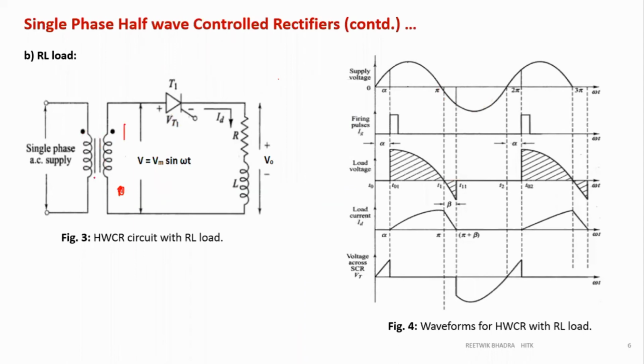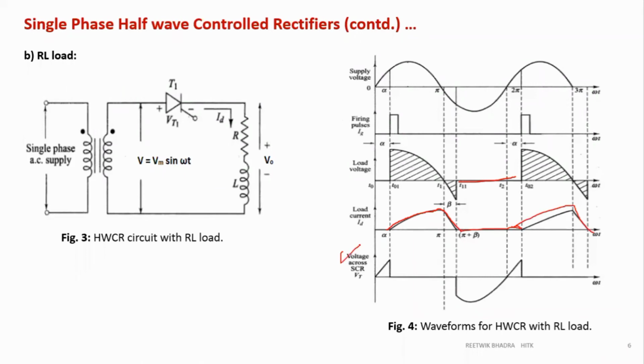Just draw it simply. So what is happening? The inductor is charging, then the inductor is discharging. Then after this point, it is completely disconnected. Load is disconnected as the thyristor is reverse biased. So 0 continues up to this point. The same waveform repeats.